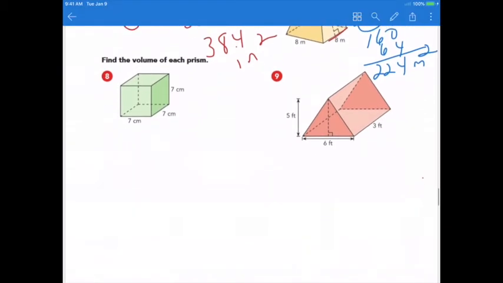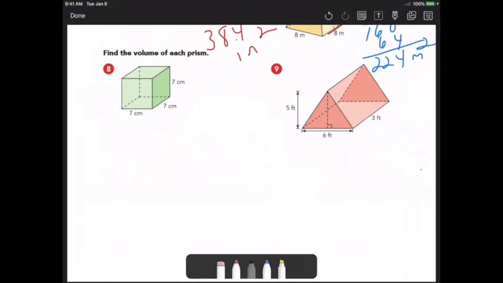Okay, so now you're going to figure out the volume for the next two. And don't forget, for the triangular prism, figure out the base first. And this is your base. And then this is actually the height, because if you flip it, this would be the height. Okay, go ahead. Pause and hit play.